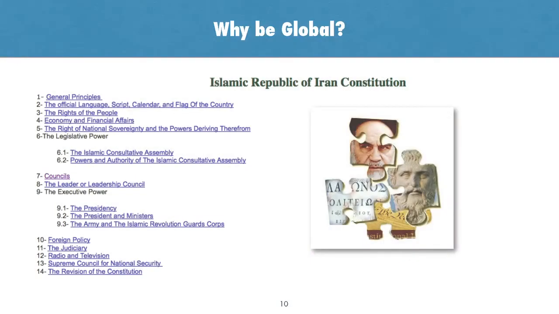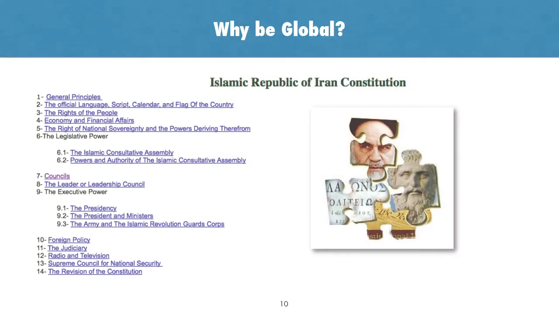And I want to talk about another modern example that we can mention here, which is the Islamic Republic of Iran constitution. Maybe you know, maybe not, that the constitutional law of Iran is based on the Republic of Plato. I don't know if you can see here, this number 7 is about councils, which is talking about the council guard or the role of the supreme leader in the government. So all of them are based on the book Republic of Plato.